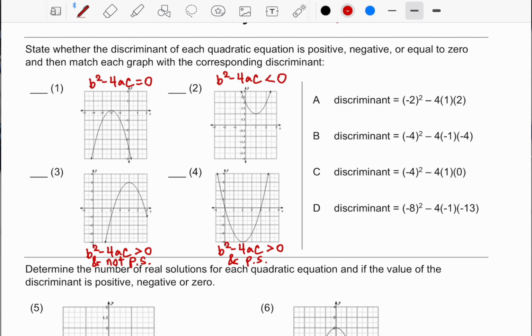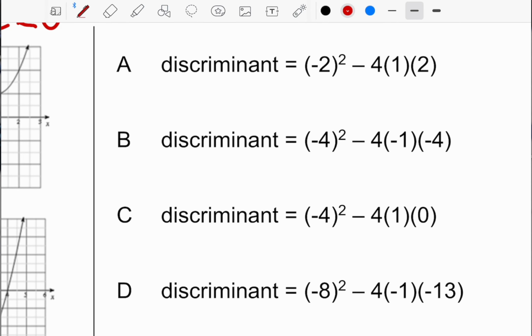Is it going to be negative? Is it going to be zero? All right. So with a calculator or in your head or whatever, you'd figure these out. Now, these aren't too bad. The numbers are kind of nice. So I'm just going to work it through.